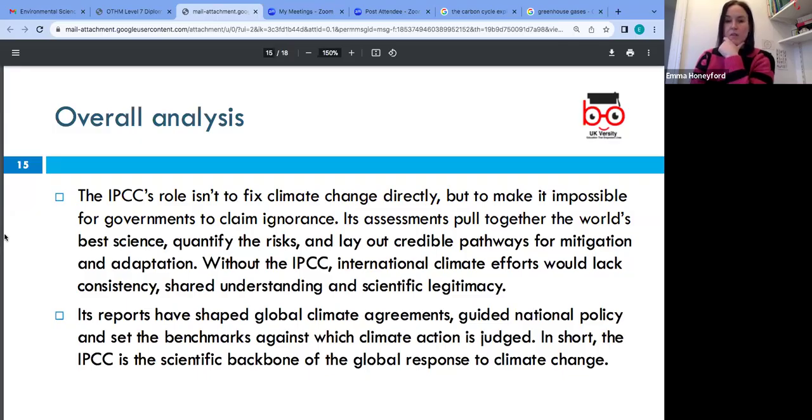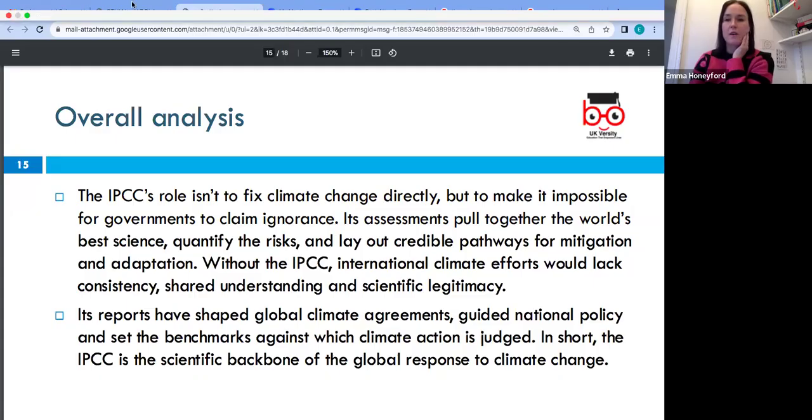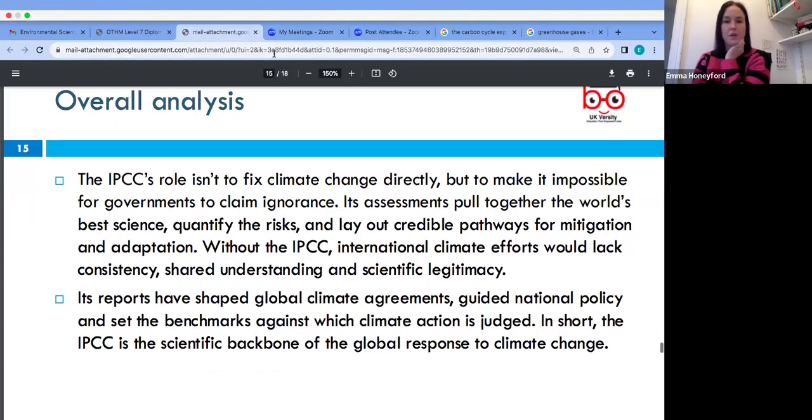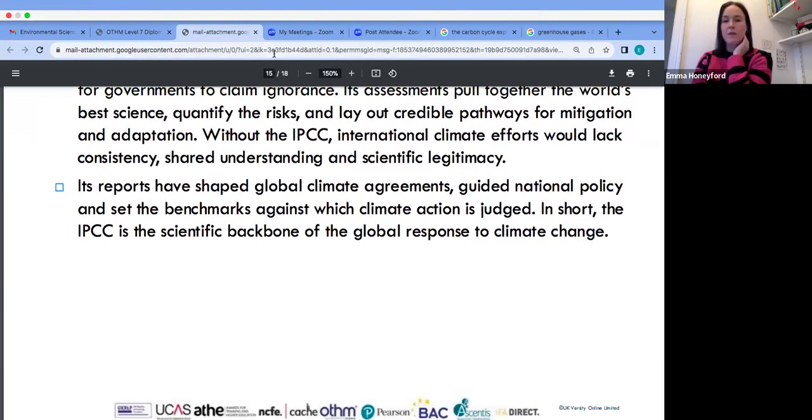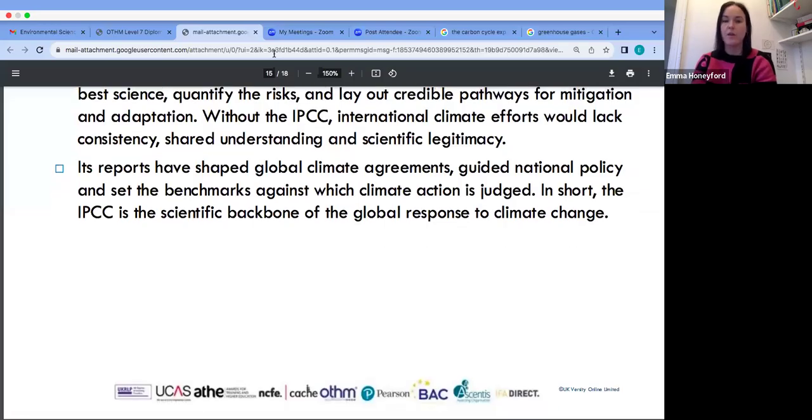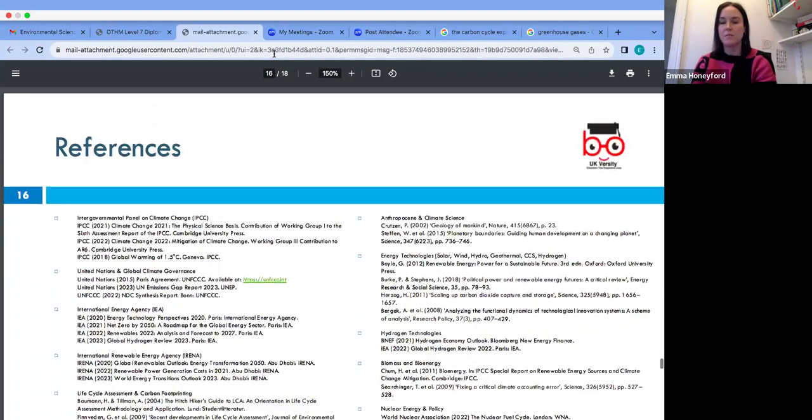Its assessments pull together the world's best science, quantify the risks and lay out credible pathways for mitigation and adaptation. Without the IPCC, international climate efforts would lack consistency, shared understanding and scientific legitimacy. Its reports have shaped global climate agreements, guided national policy and set the benchmarks against which climate action is judged. In short, the IPCC is the scientific backbone of the global response to climate change.